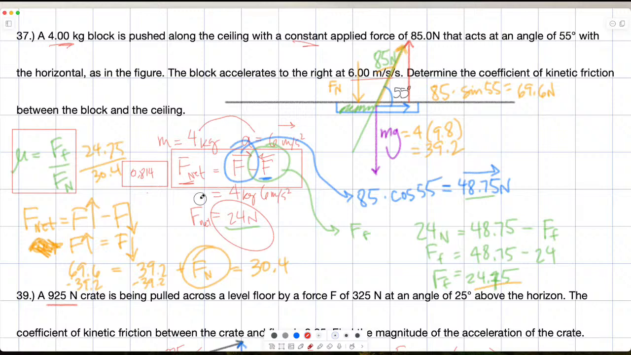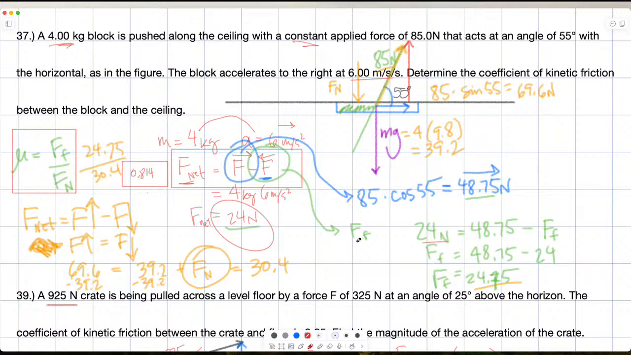Okay, so net force is 24, and my right facing force is 48.75, minus the left facing force, which would be the friction. Well, we've got to figure that out. 24 is my net. 24 equals 48.75 minus friction. So if we add friction to both sides and then subtract 24, 48.75 minus 24 is equal to 24.75. So my friction force, the kinetic, of the moving part, is 24.75.